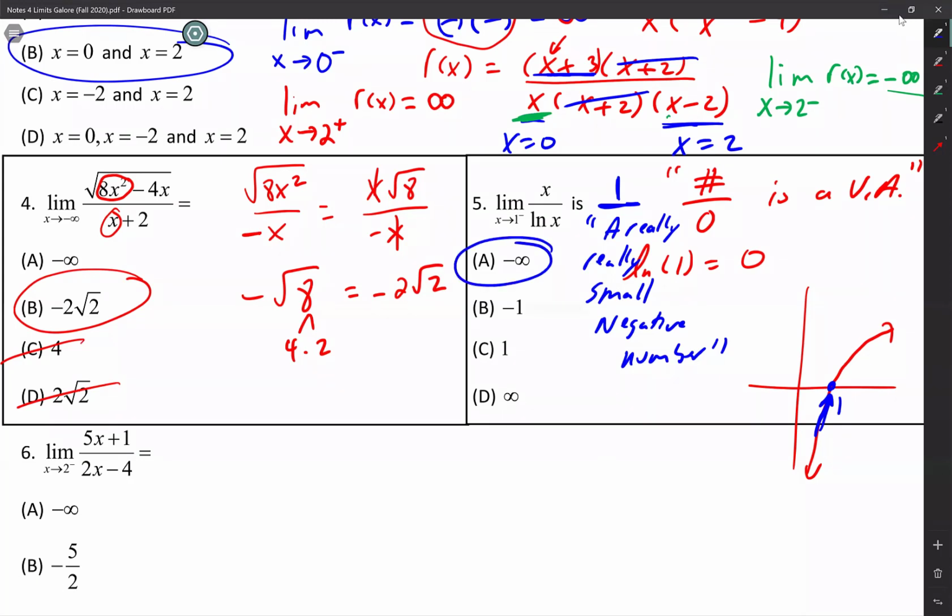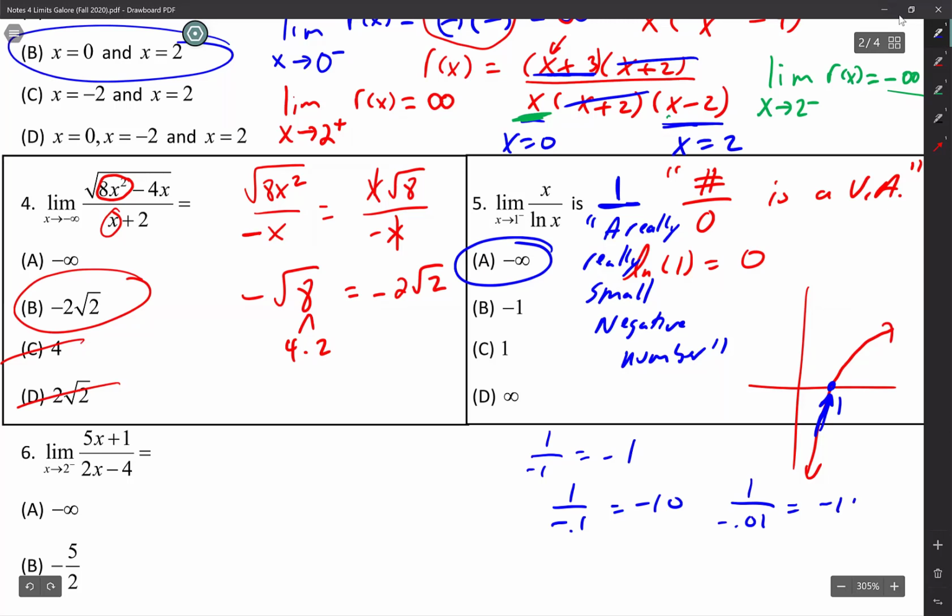And in case you're wondering, this is hard. Guys, look. 1 divided by negative 1 is negative 1. 1 divided by negative 0.1 is negative 10. 1 divided by negative 0.01 is negative 100. 1 divided by negative 0.001 is negative 1,000. It's just going toward negative infinity, guys. I should have put that negative in the bottom, but you guys know what I mean. Cool or not cool?